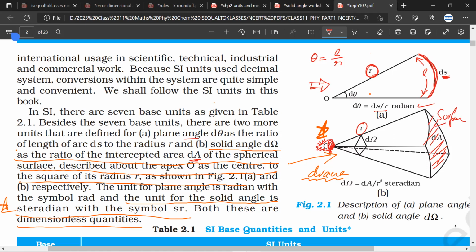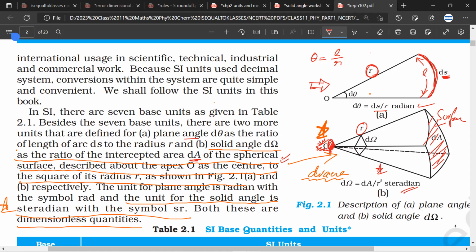Okay. Now let us try to look at the definition again. Solid angle d omega is a ratio of the intercepted area of the spherical surface described about the apex O as the center to the square of the distance r. So if you understand this, it is okay. Otherwise, if there is a 2 mark question in the exam, just try to draw this figure and, as per your understanding, describe it in a few lines.